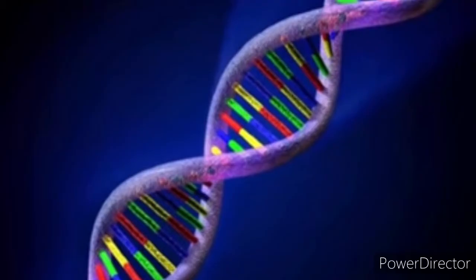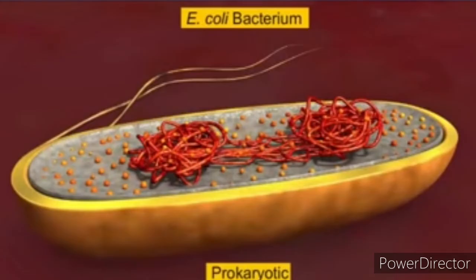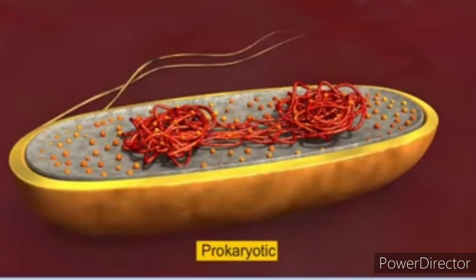How is such a long polymer packaged in a cell? If the length of Escherichia coli bacteria DNA is 1.36 millimeter, can you calculate the number of base pairs in this bacteria? Now we will take the example of the packaging of the DNA helix in prokaryotes like bacteria.